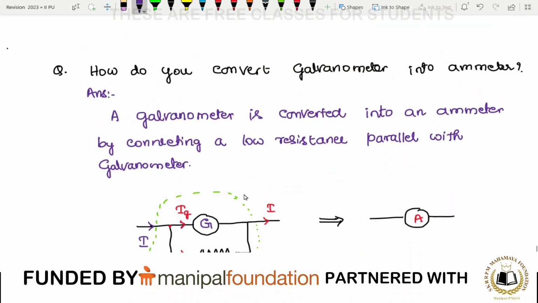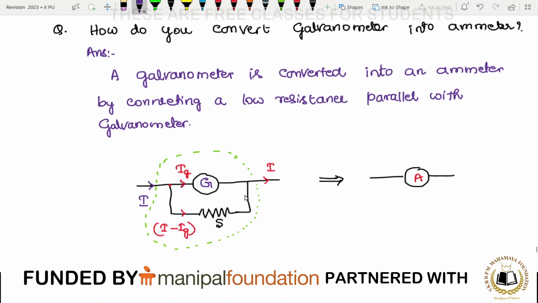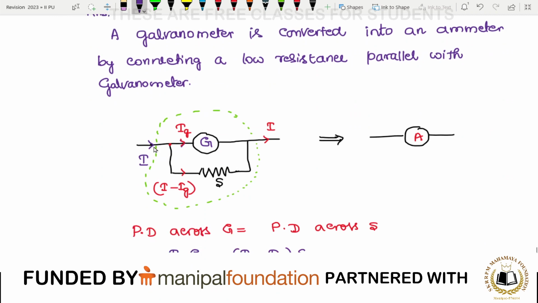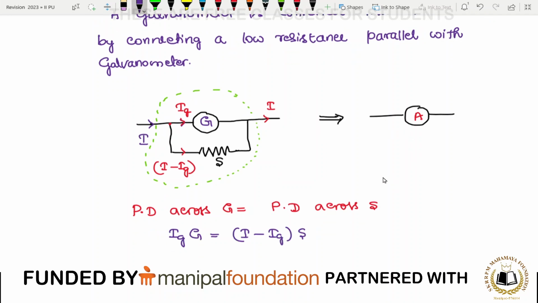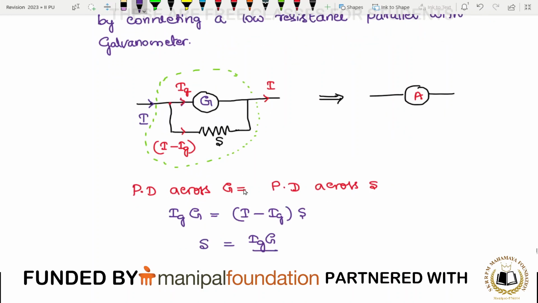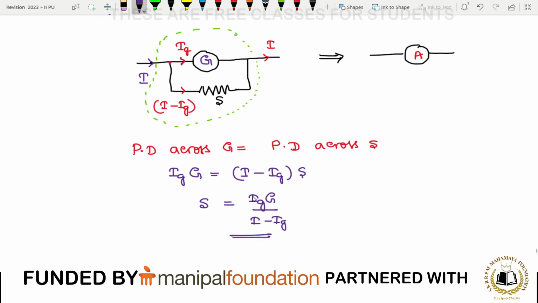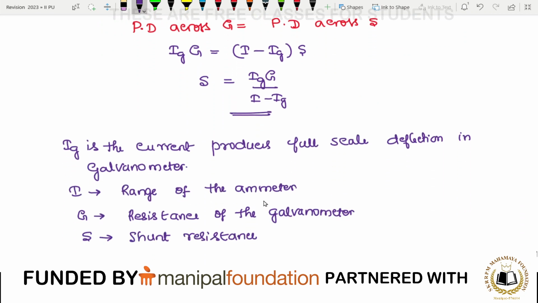How do you convert a galvanometer into an ammeter? By connecting a low resistance in parallel with the galvanometer. So here I is the current entering the small resistance connected in parallel with the galvanometer. So the current splits here. Here Ig and here flows I minus Ig. So the remaining current is once again I. So whatever dotted region, we call it an ammeter. Potential difference across G equals potential difference across S. So Ig into G equals I minus Ig into S. So S is equal to Ig into G divided by I minus Ig.